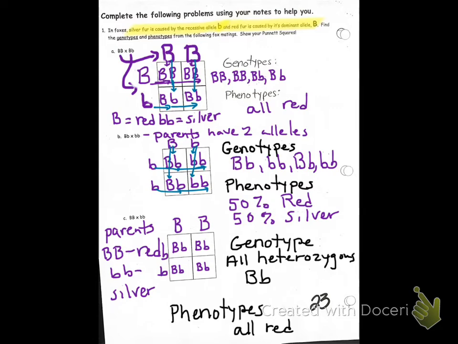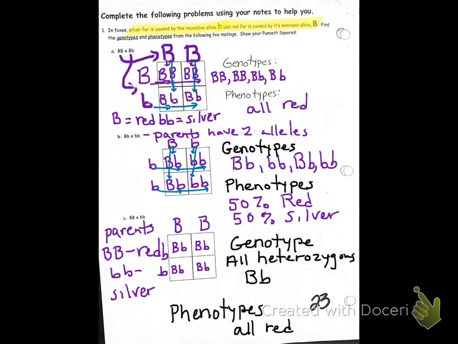So for the possible offspring, you look at the boxes. The genotypes are capital B capital B, capital B capital B, capital B small b, capital B small b. You can write them all out, or you don't have to repeat it. You can just write capital B capital B, and capital B small b.